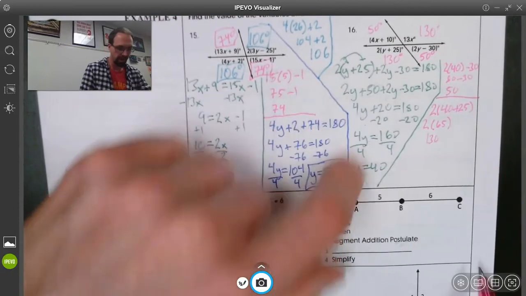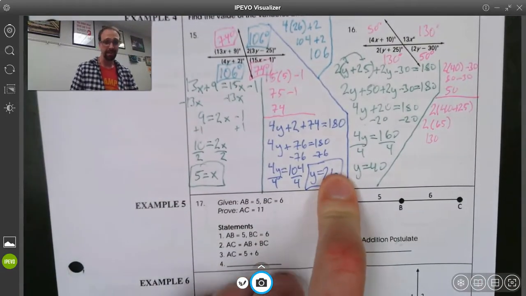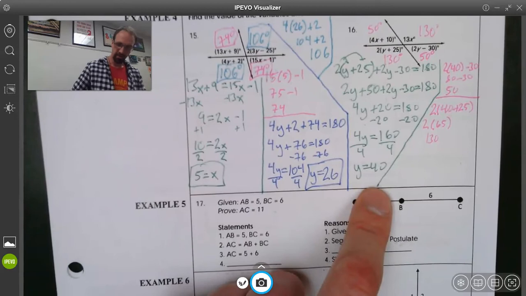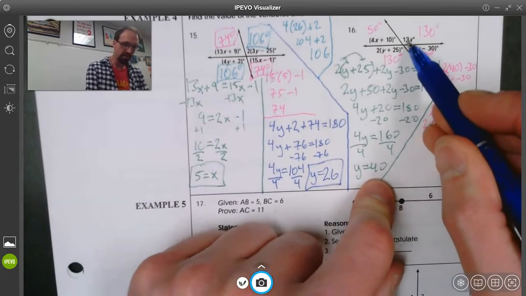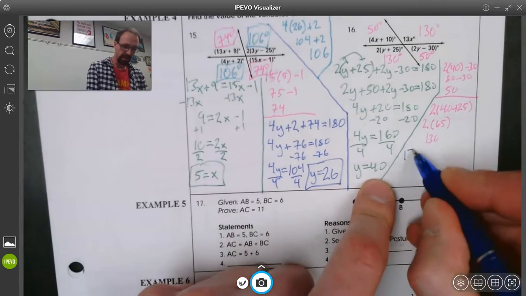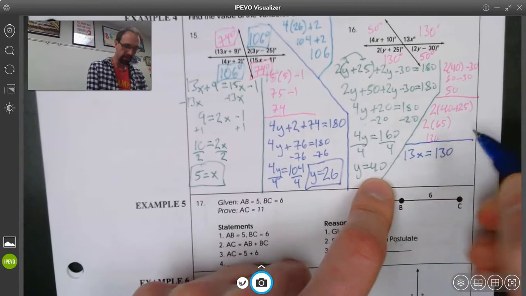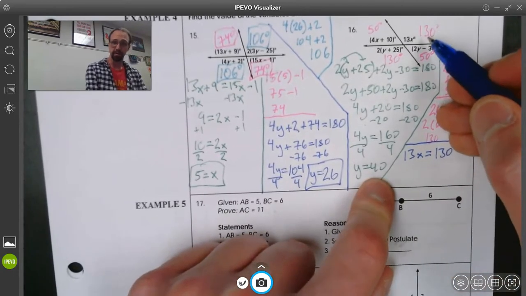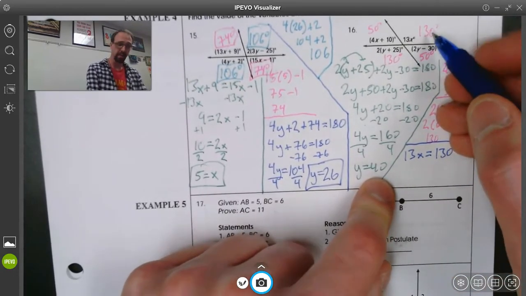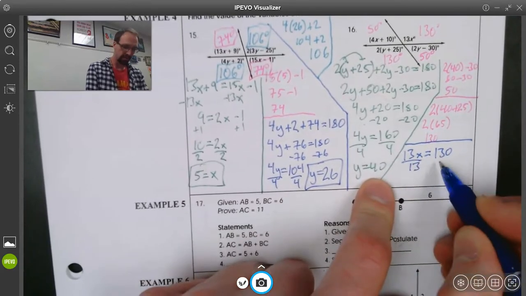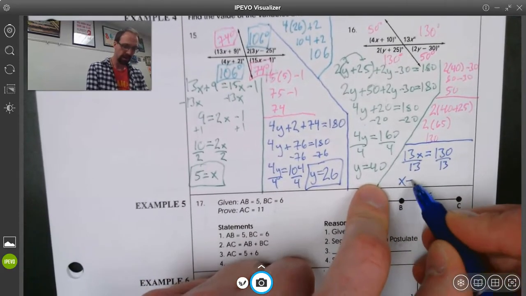So I have everything I need except for x. I need to find what the measure of x is. So to find what the measure of x is, I'm going to set 13x equal to 130 degrees. Because this is 130 degrees, I know that 13x must equal that. If I divide by 13 on both sides, I get x equals 10.